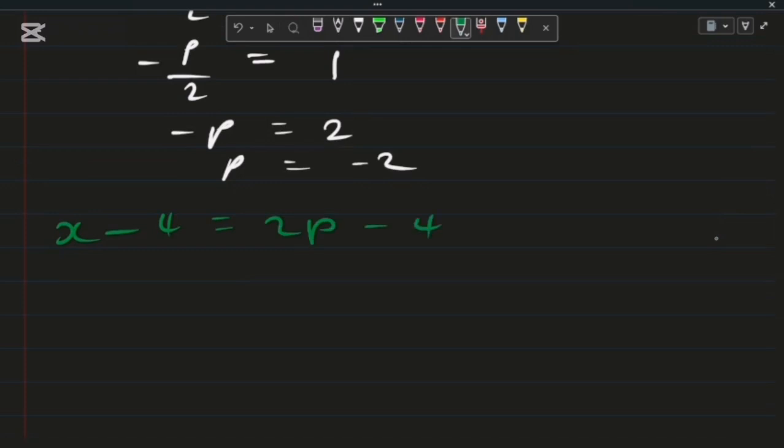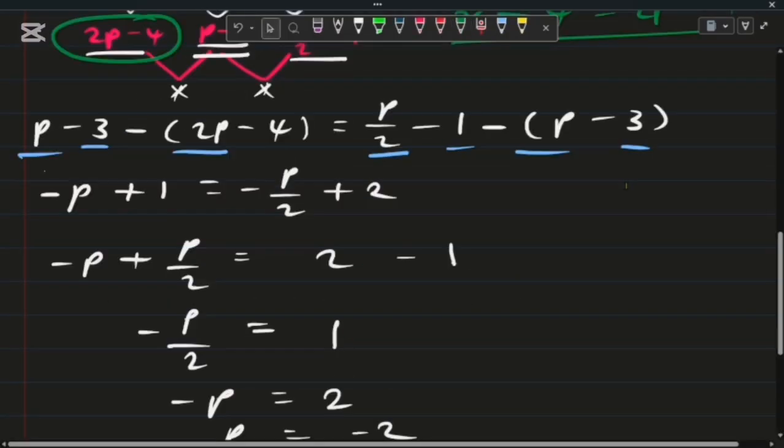And then we saw that the value of p is minus 2, so x minus 4 is 2 times minus 2 minus 4. 2 times minus 2 is minus 4, so basically we will have minus 4 minus 4, which is minus 8, and then this minus 4 will go to the other side and become positive 4. So x is minus 4. Okay, x is minus 4, and now we must find the value of y.